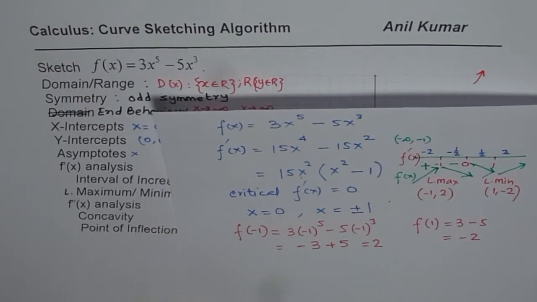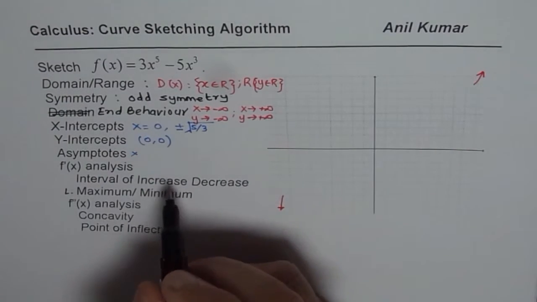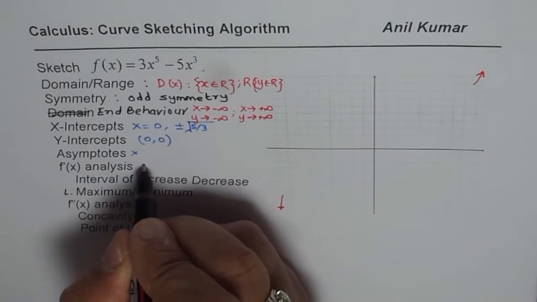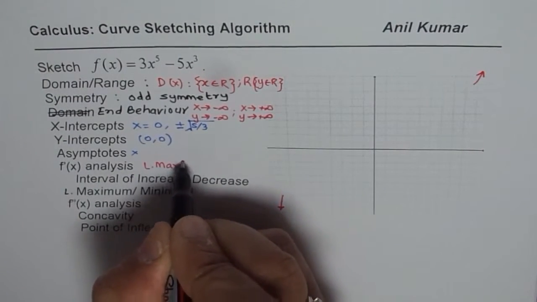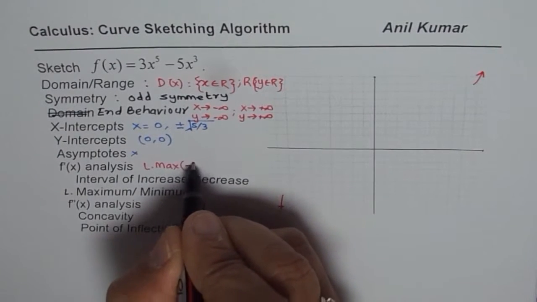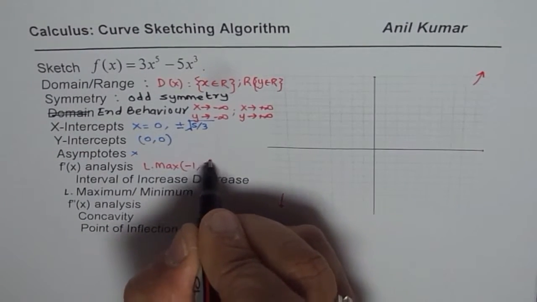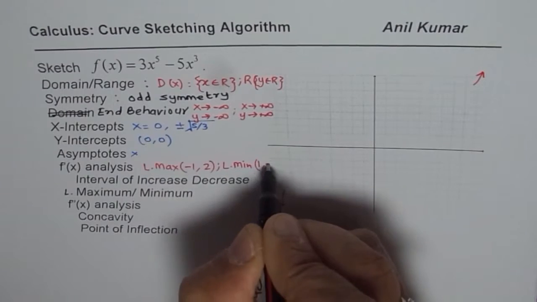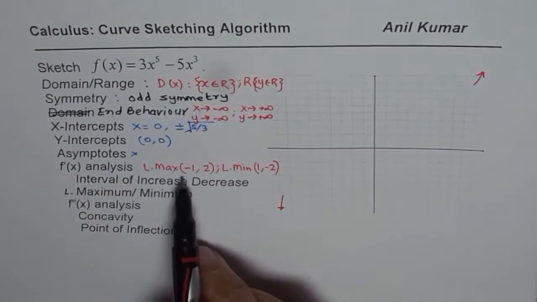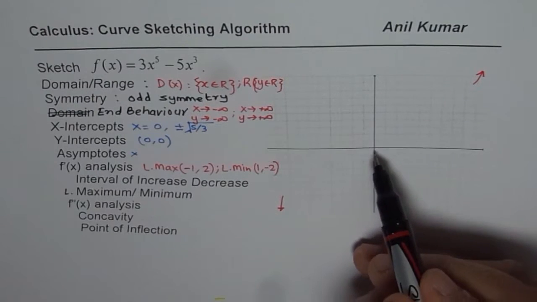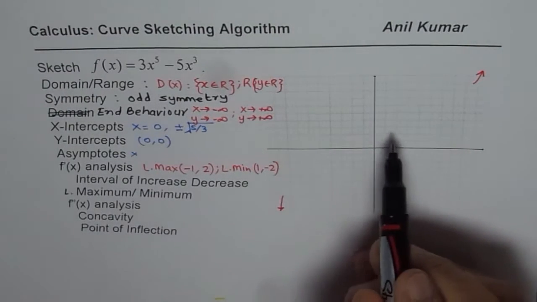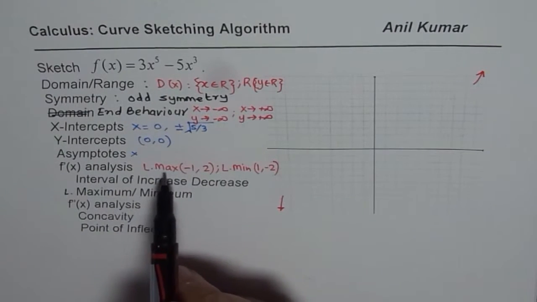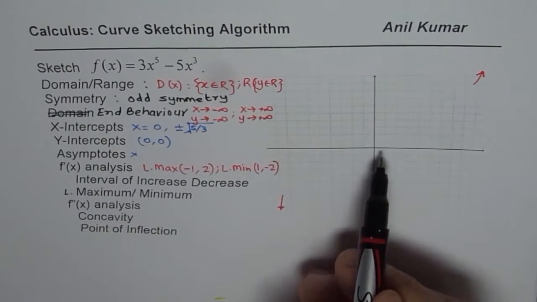So let's make a record of this. What we found here was that the local maximum is at -1, and the value is 2. And the local minimum will be at 1, and the value is -2, right? Whatever values you're getting, they're working out well with the odd symmetry also, right? So you can check your values with odd symmetry. We found that x-intercepts are symmetric about the origin. Maximum and minimum values are also symmetric about the origin, right?